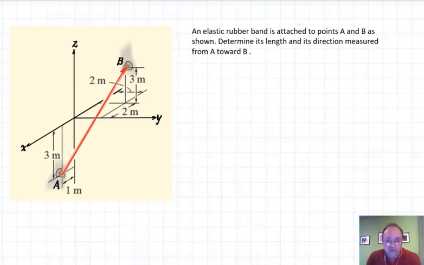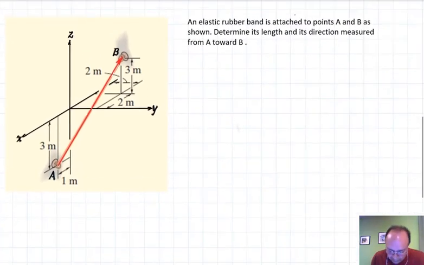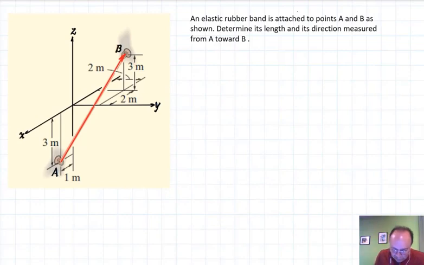So if we find this vector, if we get the length of the vector and the angles that this vector makes with respect to the axis, that will be the answer to this problem. So what we need to find here is the coordinates of the points and then make the subtraction, and that's basically the rectangular components of the position vector.